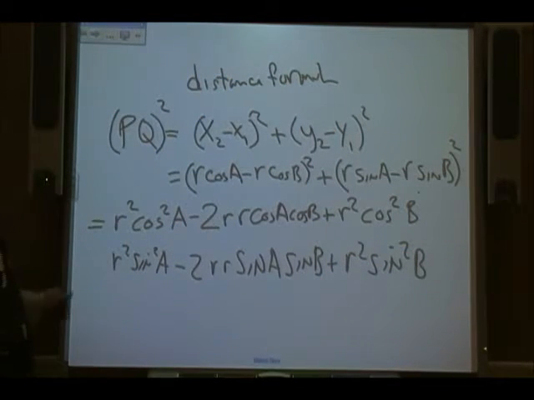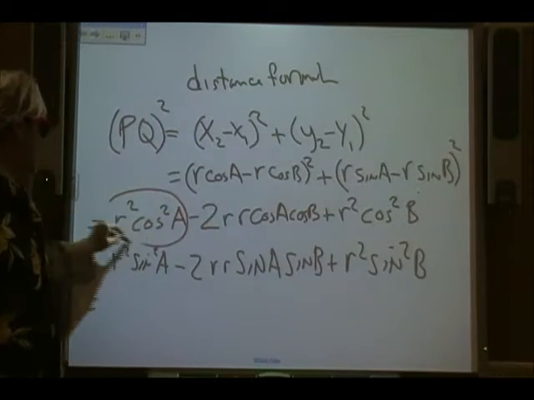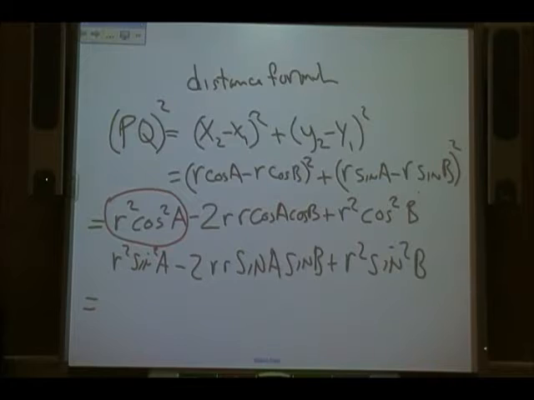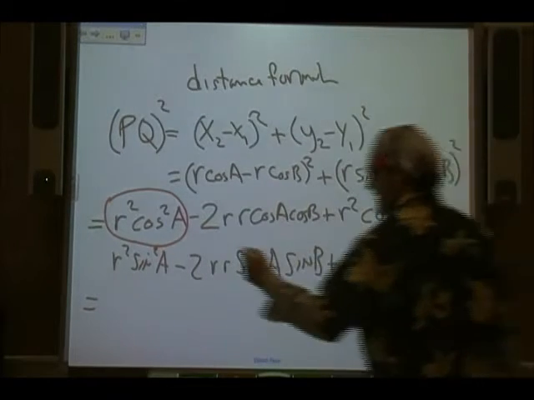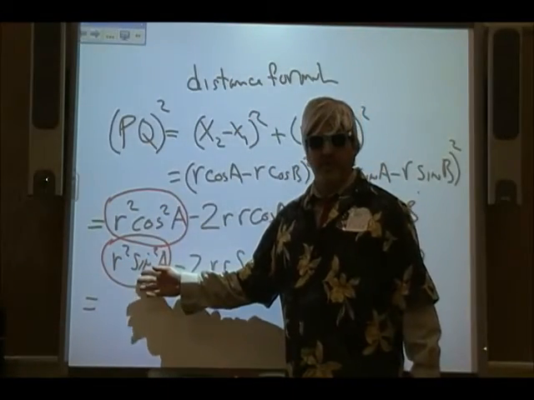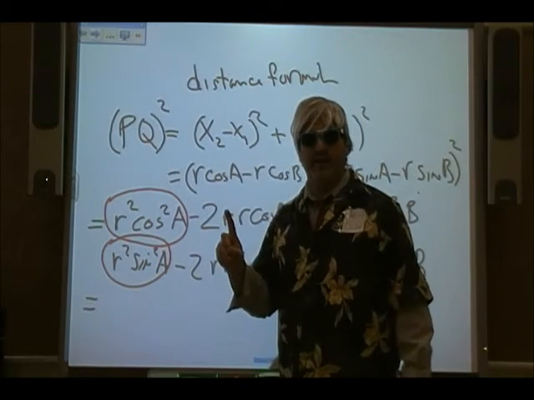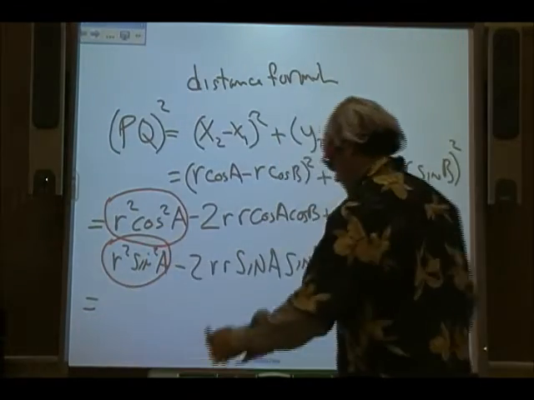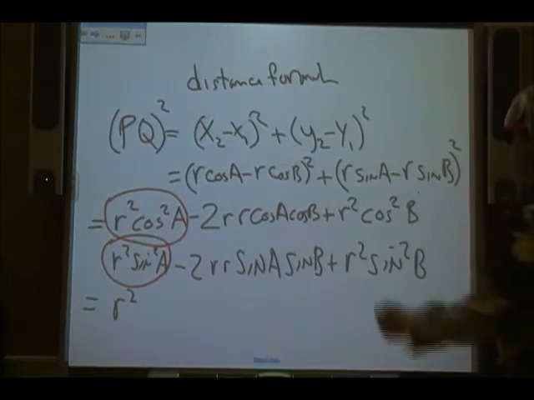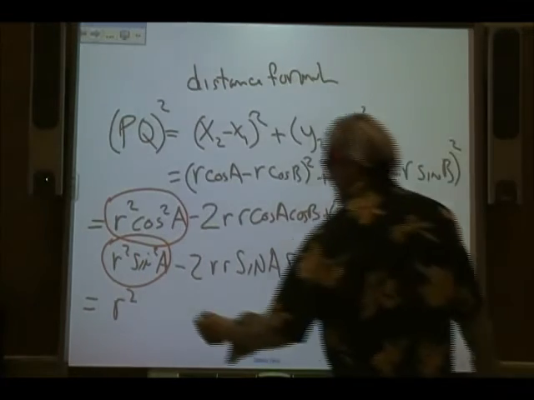Now let's try to put this together. This is going to be tough. But let's see. Well, this r squared cosine squared A plus another r squared sine squared A right underneath, very convenient. These two add up to r squared. Why is that? Because cosine squared plus sine squared is 1. So this is 1 times r squared. So this is r squared. Now doing the same thing over here with these two, the exact same, I get another r squared.